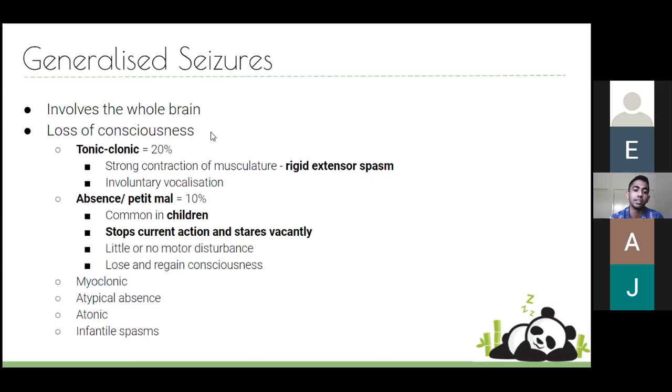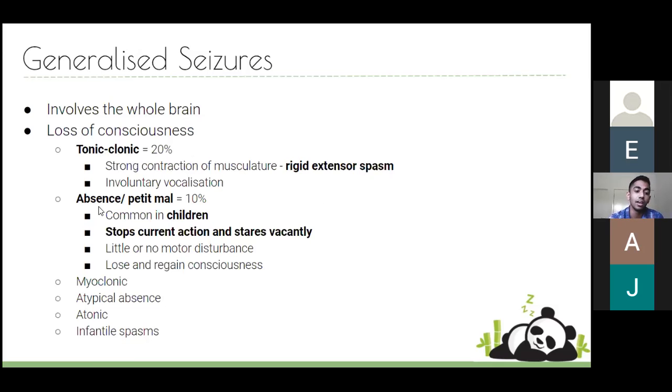And we're definitely going to be losing consciousness here. In tonic-clonic, that's what our stereotypical seizures are going to be looking like. So people are spasming, their arms are flailing around, and they're yelling and frothing and things like that.